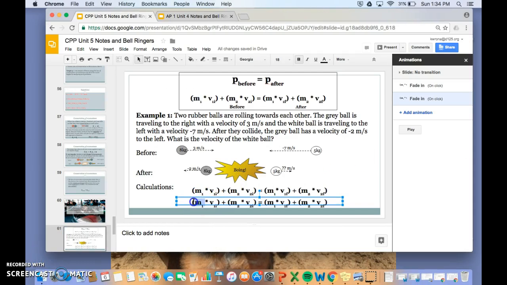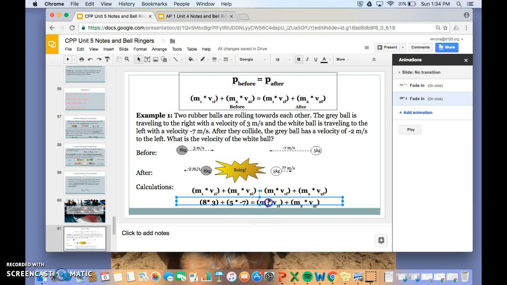So mass 1, we can say is the mass of the gray ball, so 8 kilograms, times its initial velocity, 3 meters per second. So I'm just combining for the beginning of this. Mass 2 would be the white ball, so 5 kilograms, times its initial velocity, which is -7. Hopefully you're copying this down on the bottom of page 26.